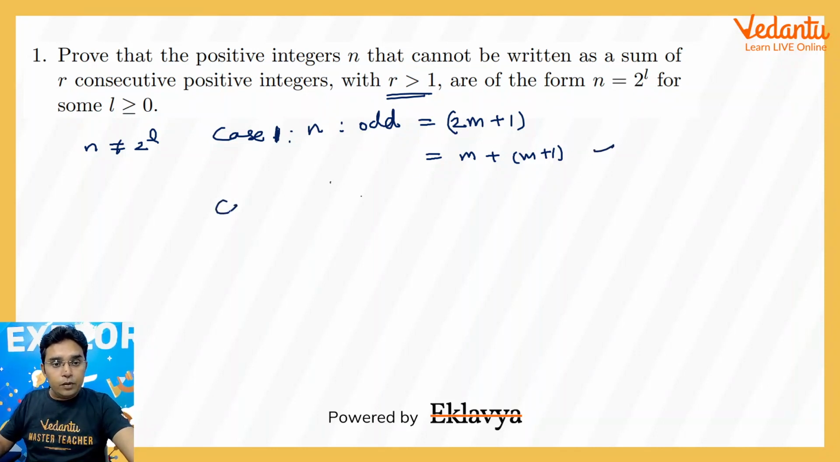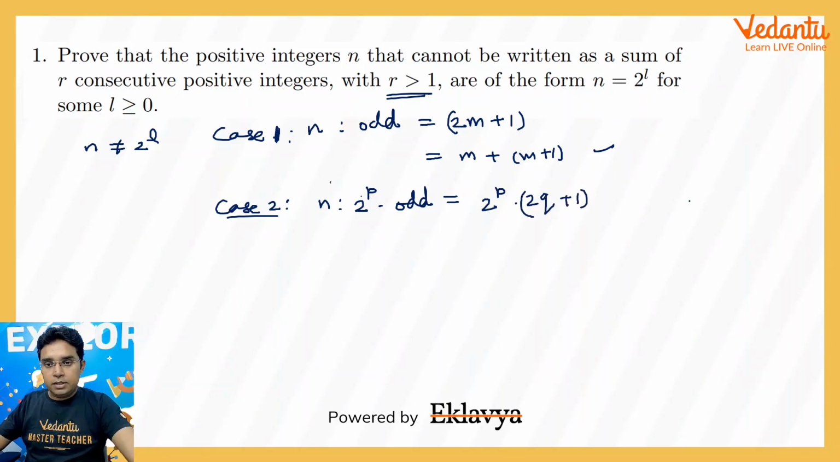Now suppose n is not odd, but n is some 2 power p into some odd integer. I think this will cover all the even integers except those which are of the form 2 power L. And when I'm saying odd, it should be greater than 1. So this will be 2 power p into (2q plus 1). I am taking this.